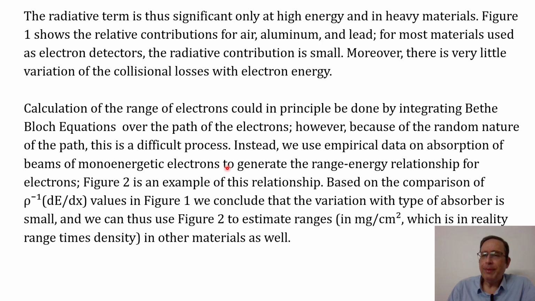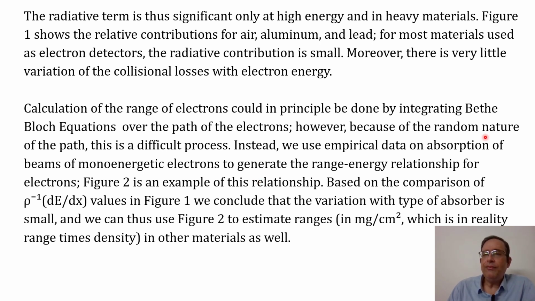So what we do is we use empirical data. We experimentally measure the path lengths by using slabs of different thicknesses and finding out the number of electrons that pass through a slab of a particular thickness. With different thicknesses, one by one, when we find that no electron is passing through the material for a particular thickness, then that thickness is taken as the path length or the range of that material for electrons. So we use empirical data on absorption of beams of monoenergetic electrons to generate the range energy relationship for electrons.